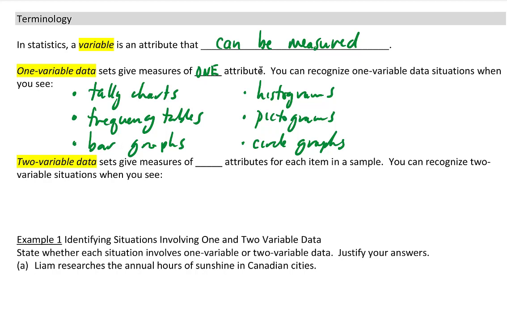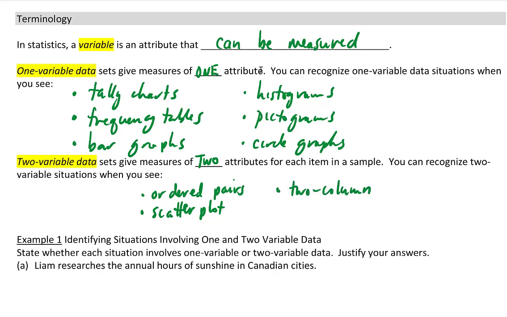2 variable data sets give the measure of 2 attributes. You can recognize 2 variable situations when you see ordered pairs. When you think about x, y values on a scatter plot, of course that means scatter plots are also a way to recognize 2 variable data. And 2 or more column table values. Like above, maybe it's points scored and assists for a player, so there'll be 2 columns for table values.